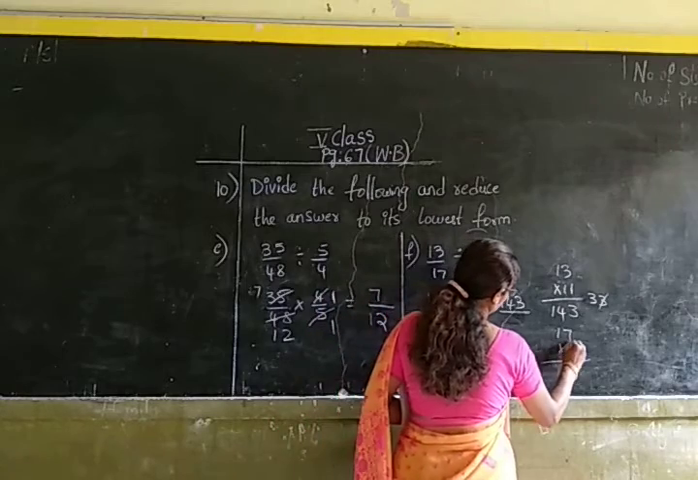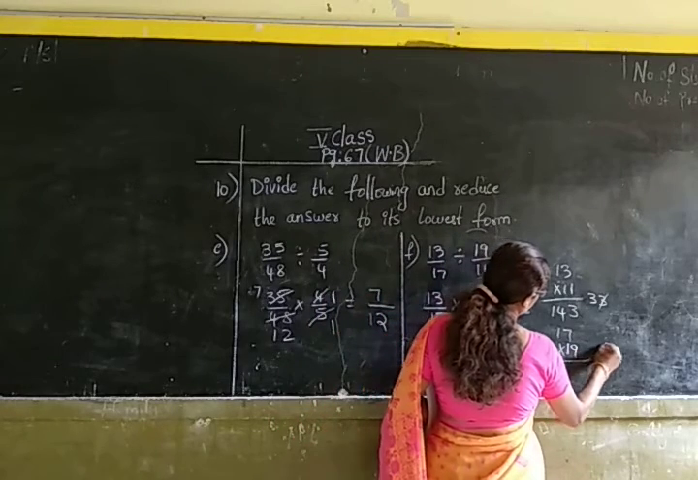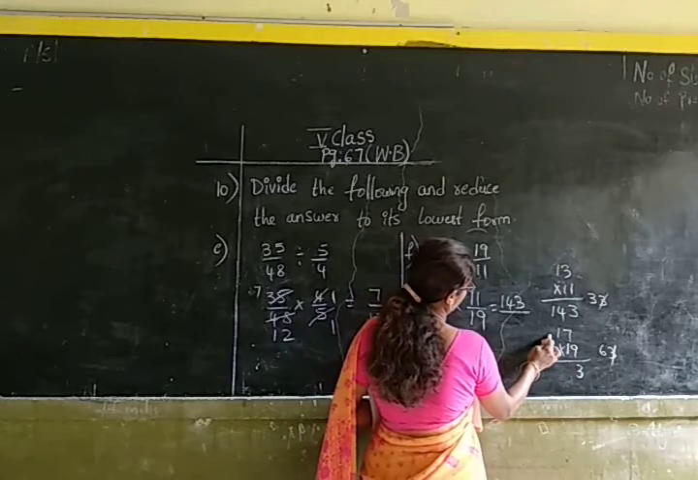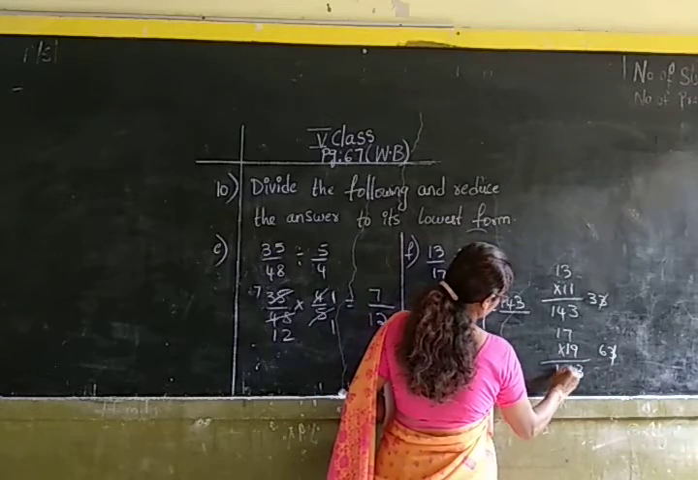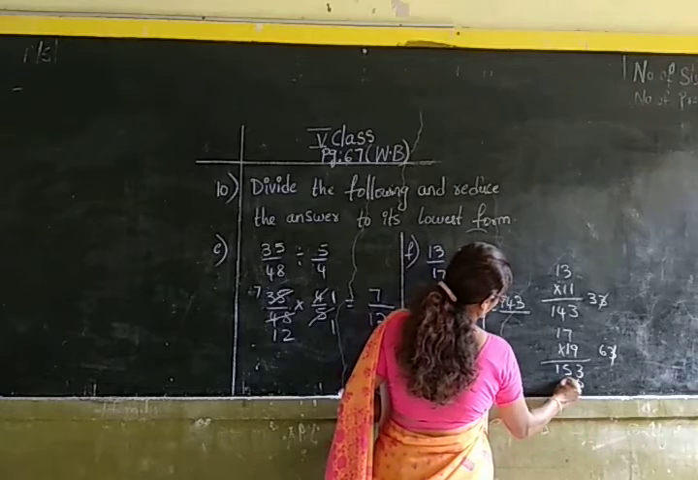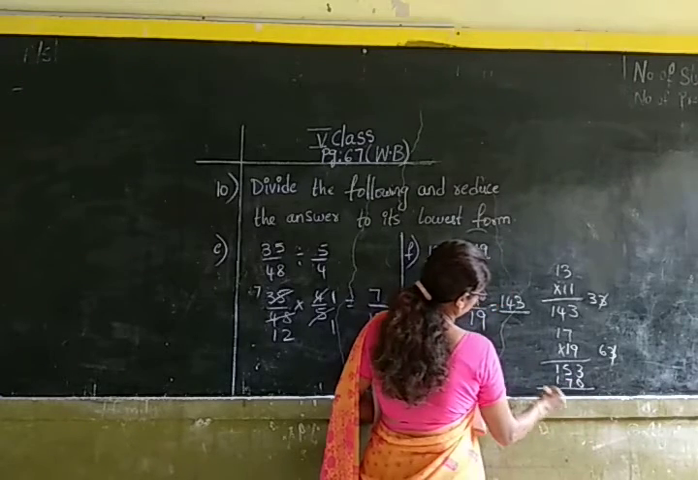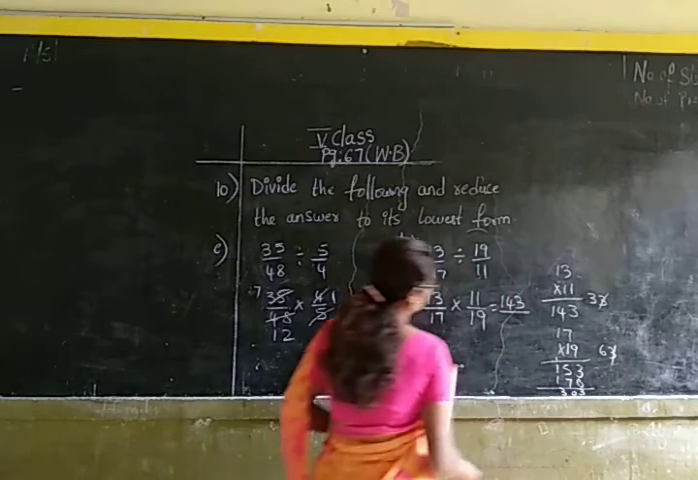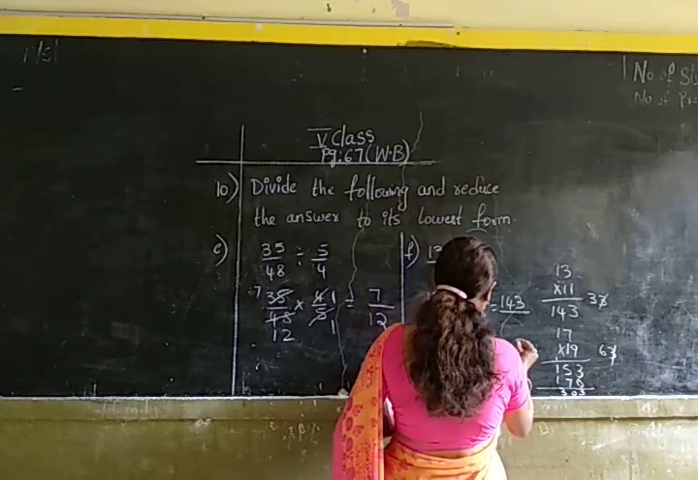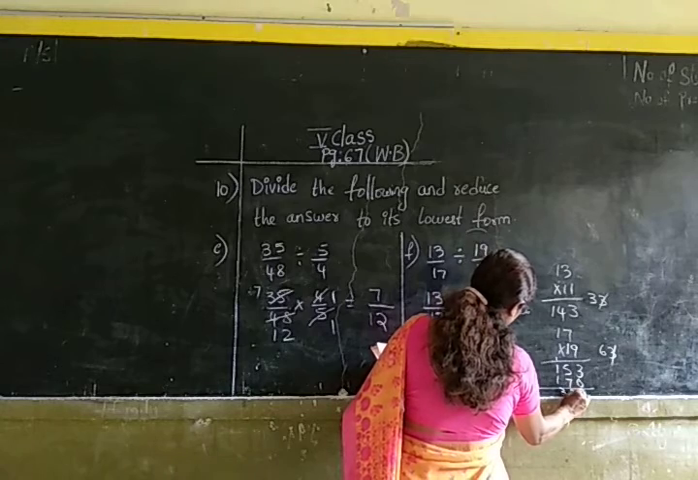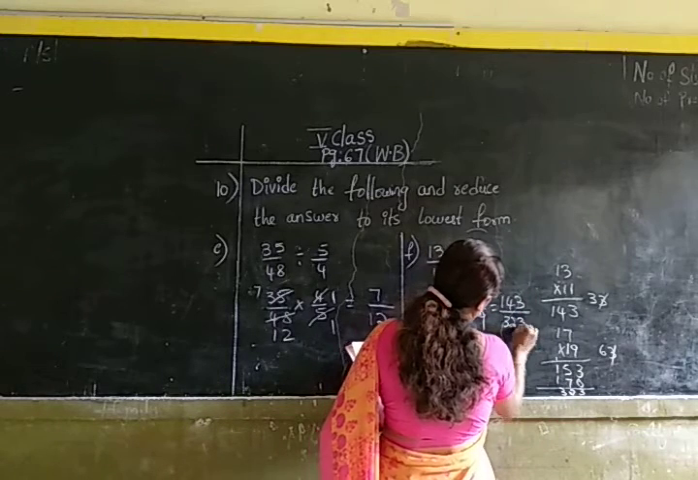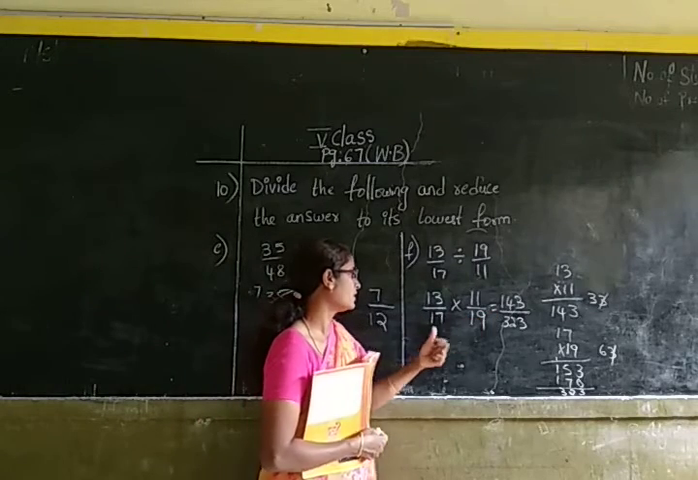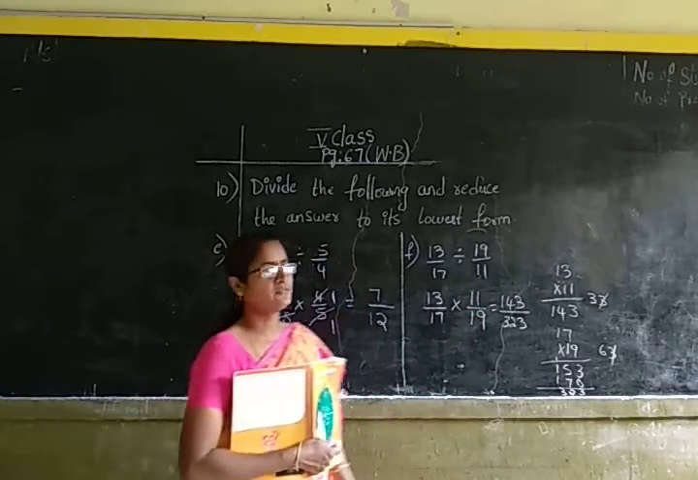Okay children? 9 7s are 63. 9 1s are 9 plus 6, 15. 1 7s are 7. 1 1s are 1. 3 10 3. 323. Sorry children, 323. 5 plus 7 is 12. So the answer is 323. 13 11s are 143. 17 19s are 323.